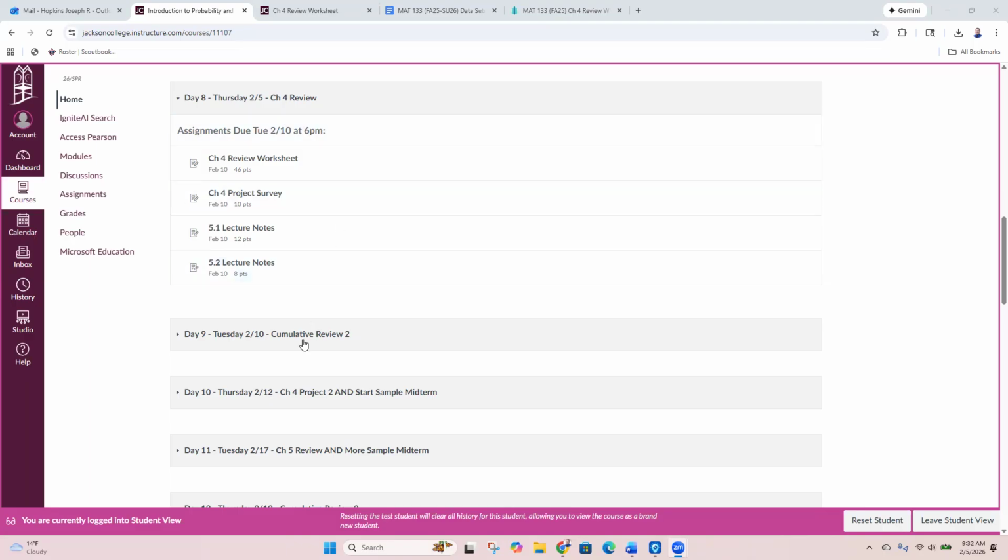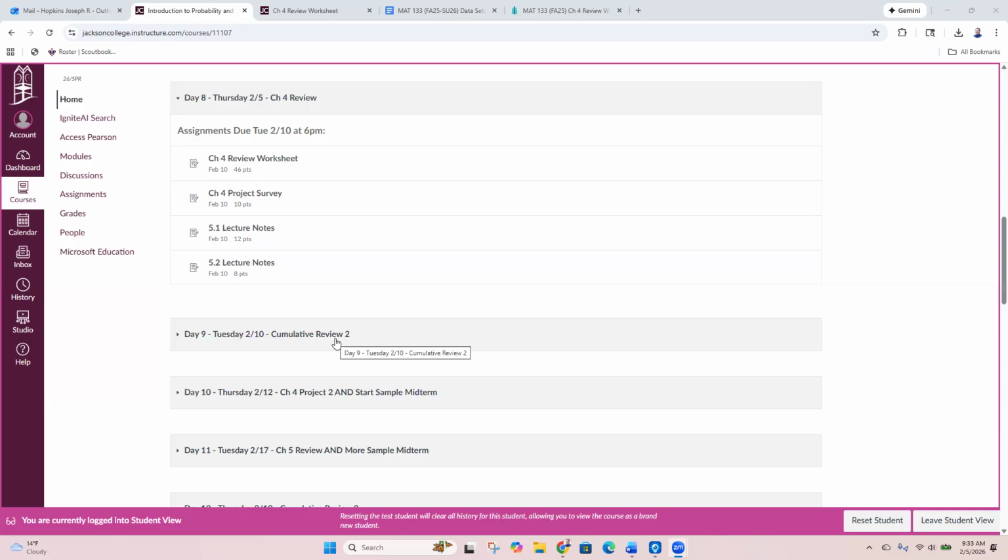And next week on Tuesday, we're gonna work on the cumulative review number 2. So that'll cover everything from chapters 1 through 4. So that'll be a great way to cover because we've covered a lot so far, right? I know we've only covered chapter 2 and 3. Today we're gonna cover the chapter 4 review, but it still feels like a lot, right? All the material prior to the midterm.